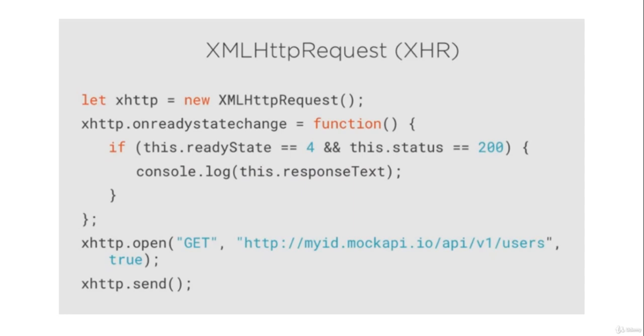We need to be aware of the underlying protocol status result codes. We need to know ready state values and we need to know status values, and because of this XHR is rarely used directly. It's much easier to work with a library such as jQuery and deal with communication within promises.